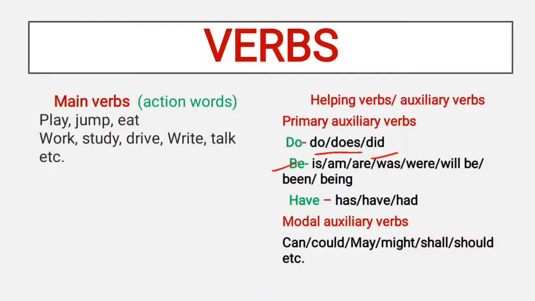You can say is, am, are. They are used in present tense. Was, were are used in past tense. Being is used in present participle and been is used in past participle. And as I said earlier, modal auxiliary words like can, could, may, might, shall, should, etc., they talk about permission, probability, potential, obligation, expectations, etc.